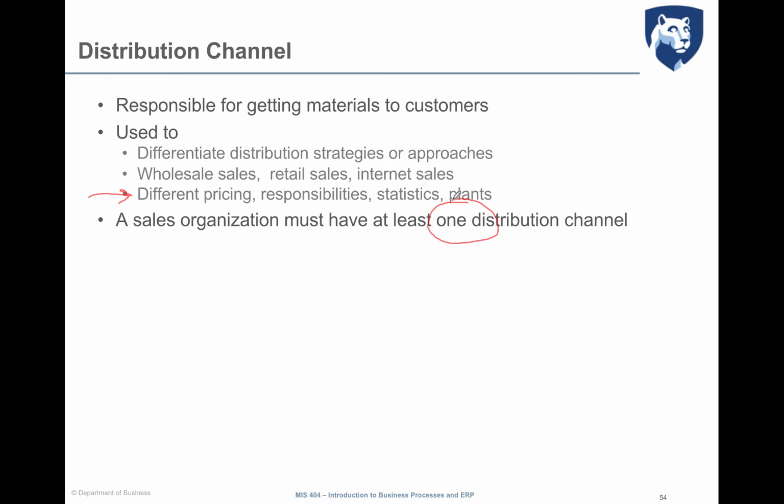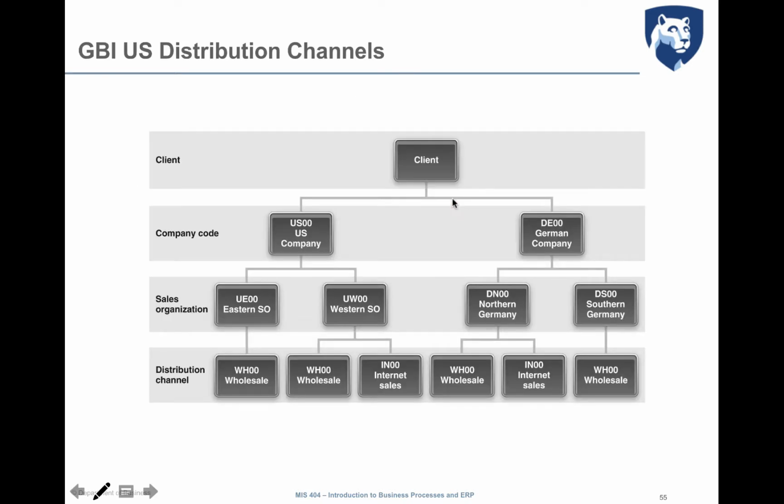Although a distribution channel, of course, can be assigned to multiple sales organizations. Again, let's see what's happened in the GBI case. We have again the organization that we discussed, so sales organization Eastern and Western, and Northern Germany and Southern Germany. For the US company, the sales organization taking care of the Eastern market has just the wholesale distribution channel to reach the market, while in the case of the Western sales organization, we have both the wholesale channel and the internet sales.